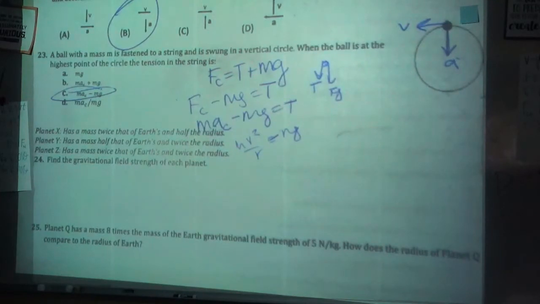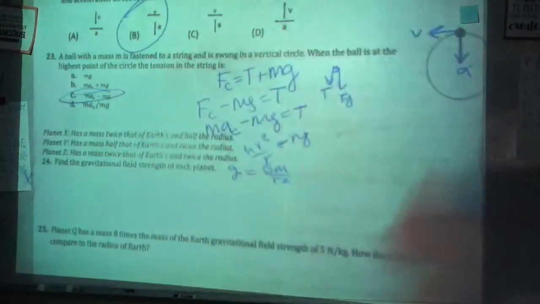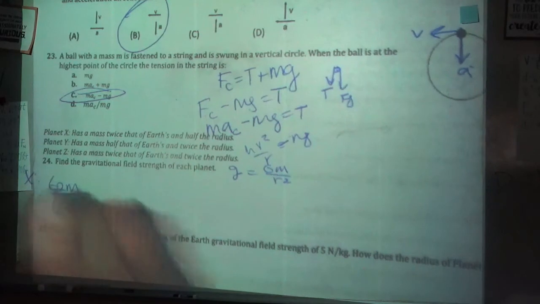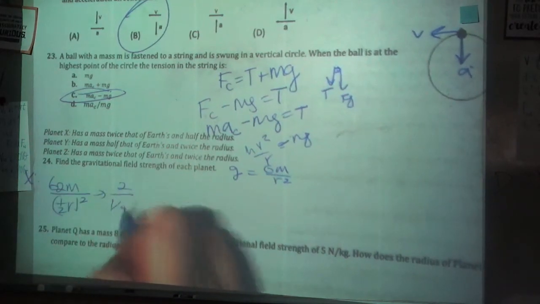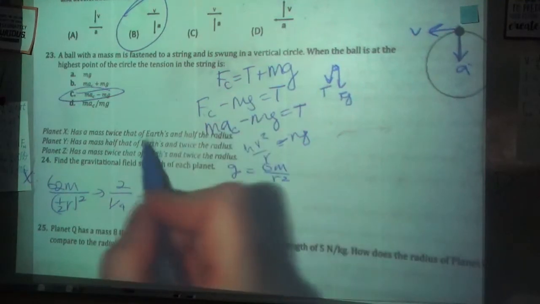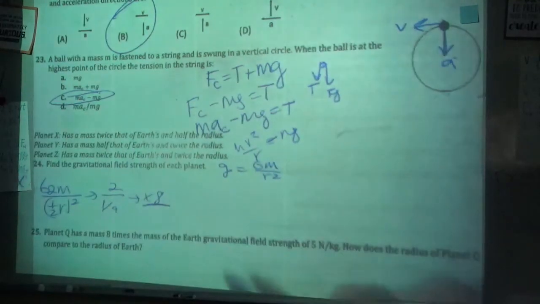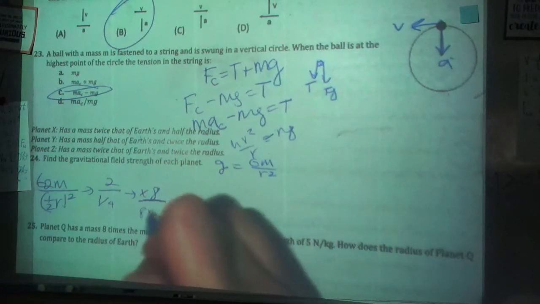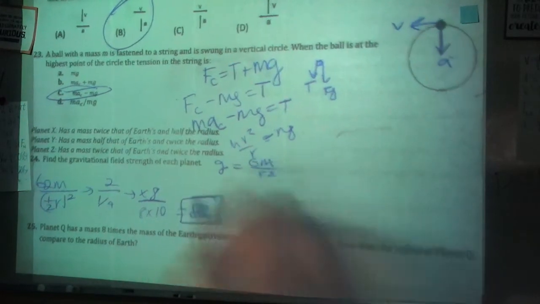We're finding the gravitational field strength of each planet. Gravitational field strength is little g, that's GM over r squared. Twice the mass and half the radius would give me 2 over 1/4, which is times 8. That is times 8 of Earth, because it's in terms of Earth's mass and radius. Gravitational field strength on Earth is 10, so 8 times 10 gives me 80.